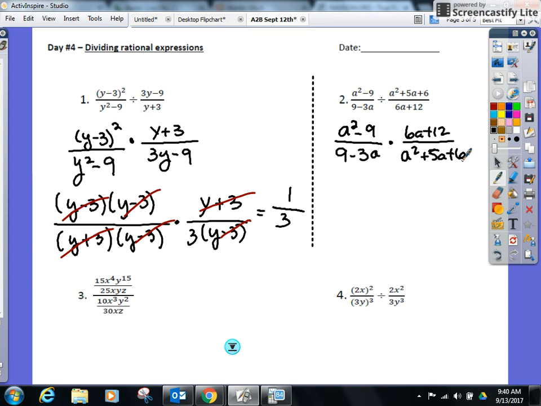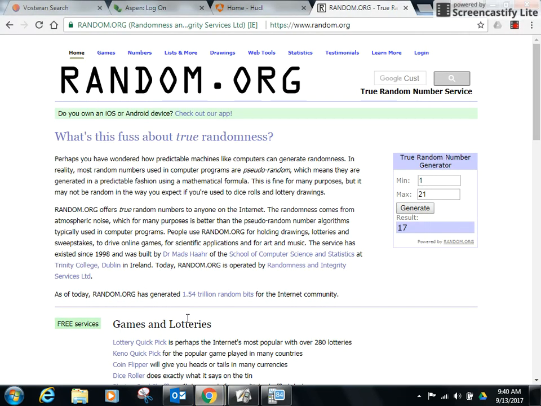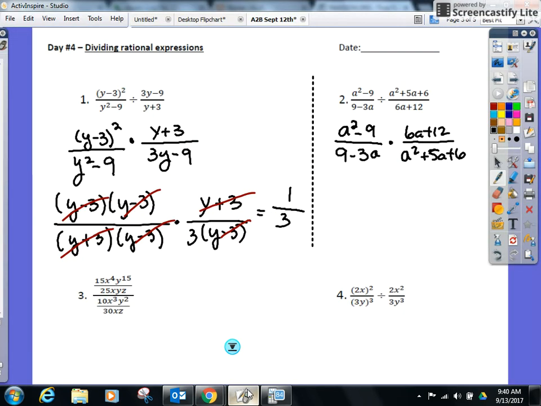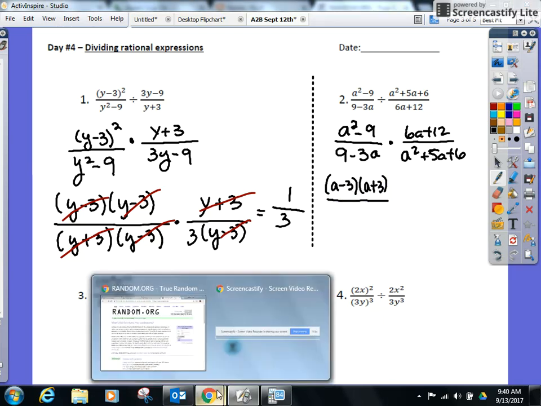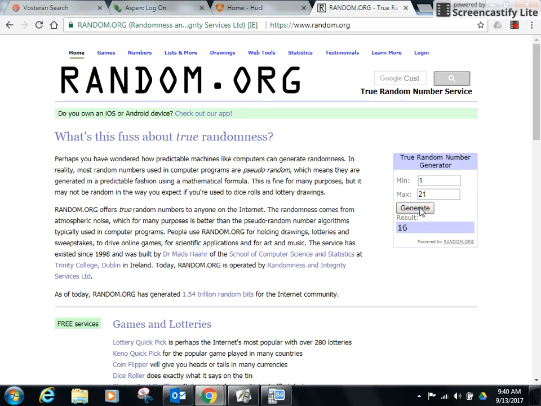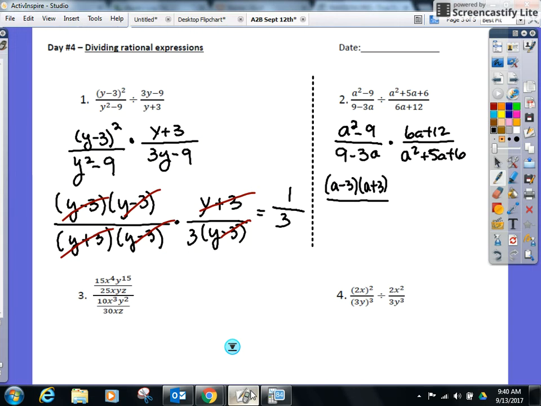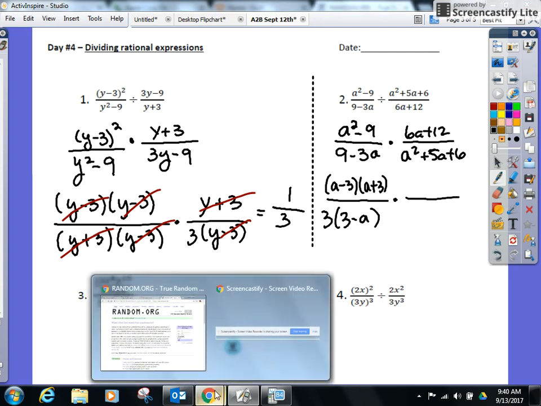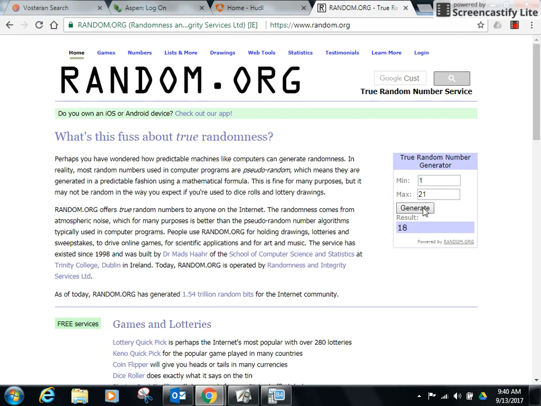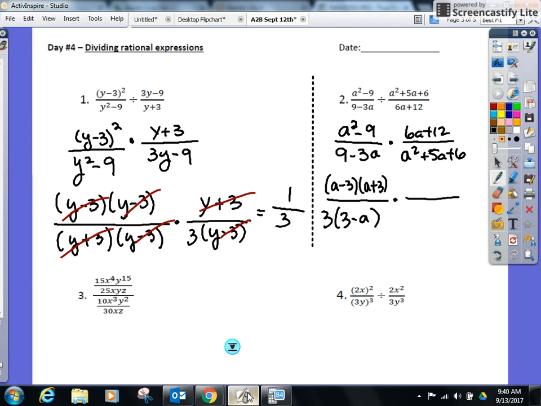So how about a squared minus 9 here? A squared minus 9. Hear from some of you. 13. Here we go. A squared minus 9. Thank you. How about 9 minus 3a? 9 minus 3a. Number 16. Nice job. I forget that you guys are hardcore with your factoring. 18. 6a plus 12.